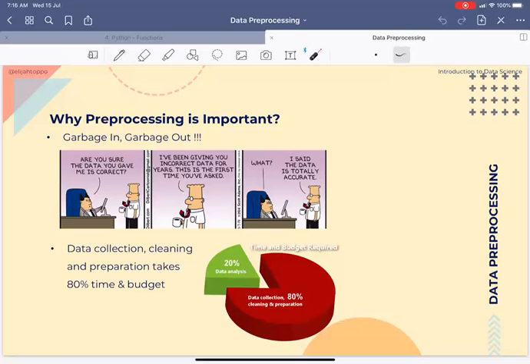So here, that is the next point. Our data collection, cleaning and preparation takes 80% of the time and budget. Okay? So throughout our entire journey of doing projects, we'll soon find out that we'll be spending a huge amount of our time just cleaning, collecting and preparing our data so that we can feed it to the model.